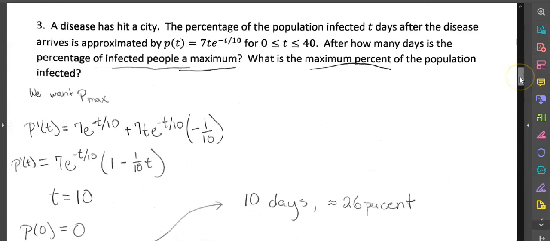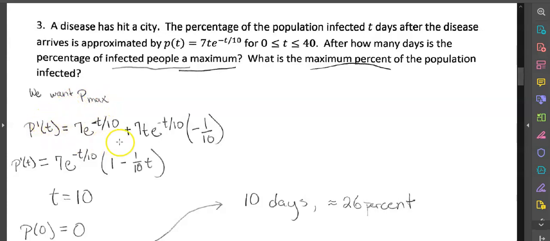Number 3, a disease has hit a city. The percentage of the population infected after t days is approximated by our function here, between 0 and 40. And it's asking after how many days is the percentage of infected people a maximum, and what is that maximum percent. So you want to maximize P, so we're looking for P max.